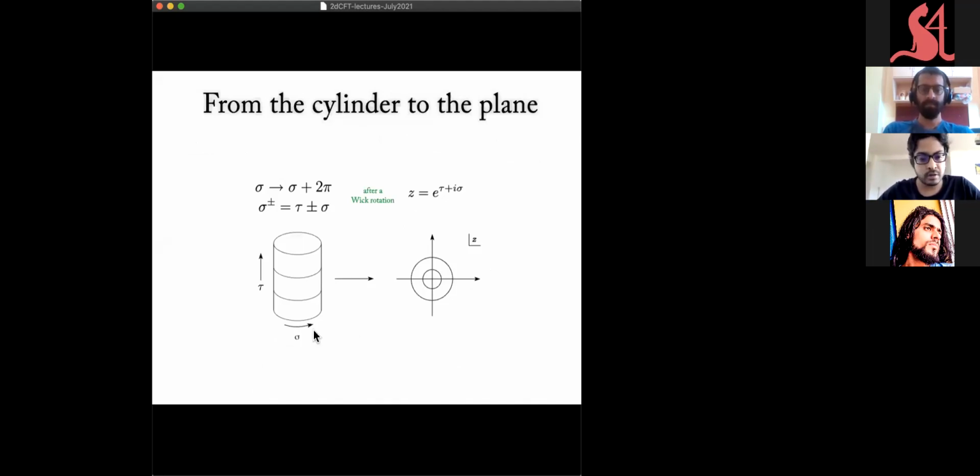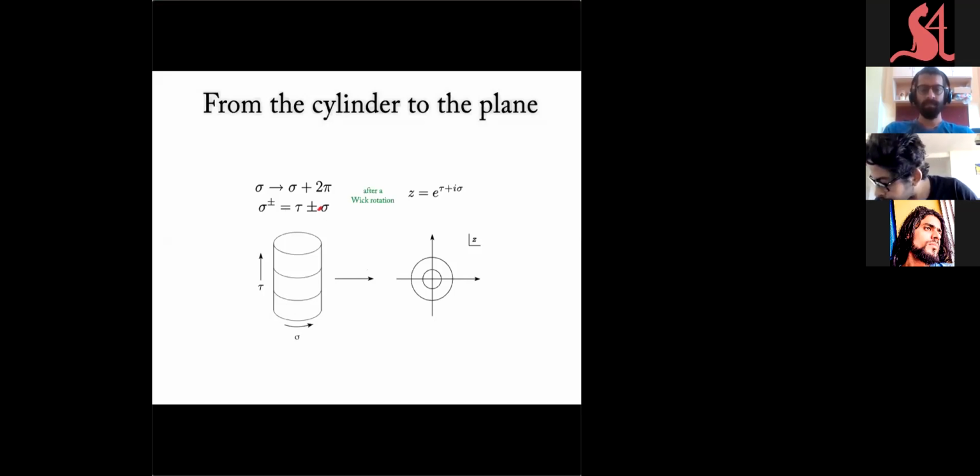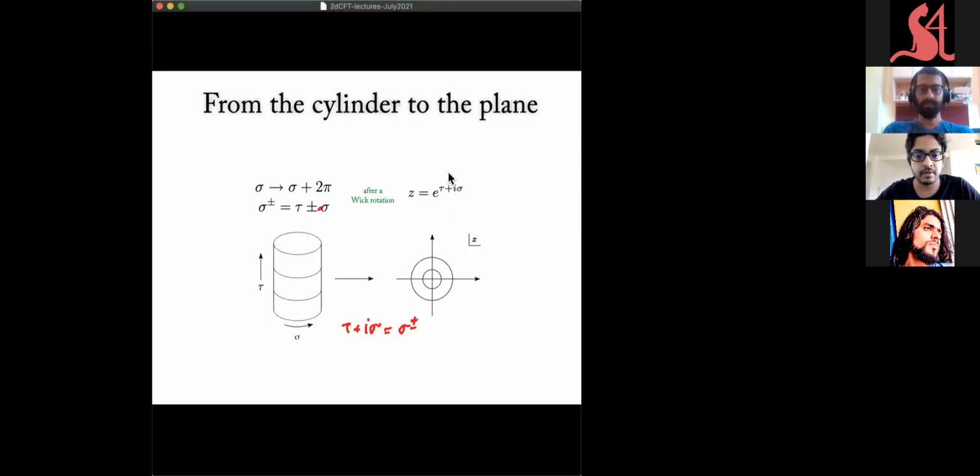Okay, so we were on the cylinder. Sigma was a periodic direction, but we can do a coordinate transformation for now. We can go to the plane, and the manner in which this happens is that first you Wick rotate, so you pick up tau plus i sigma, sigma plus i minus. Okay. Then you take an exponential of that, which is this. And that takes you from the cylinder to the plane.